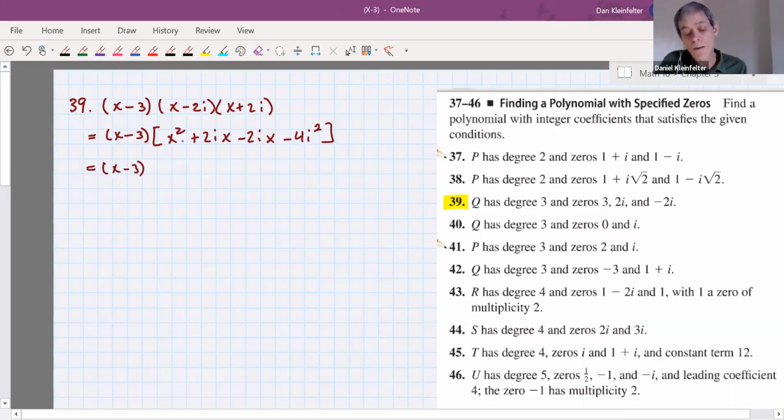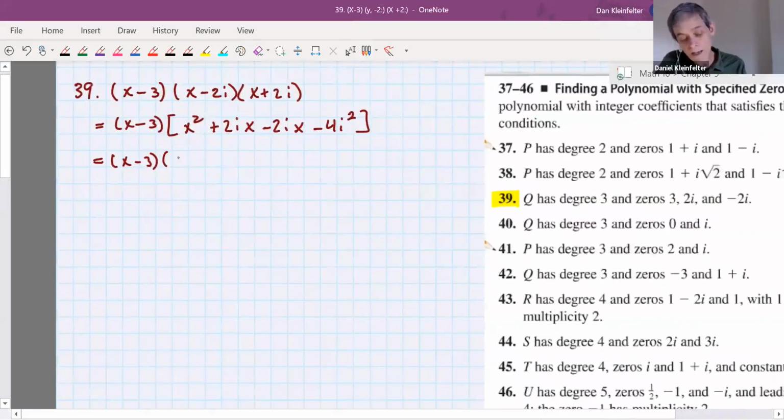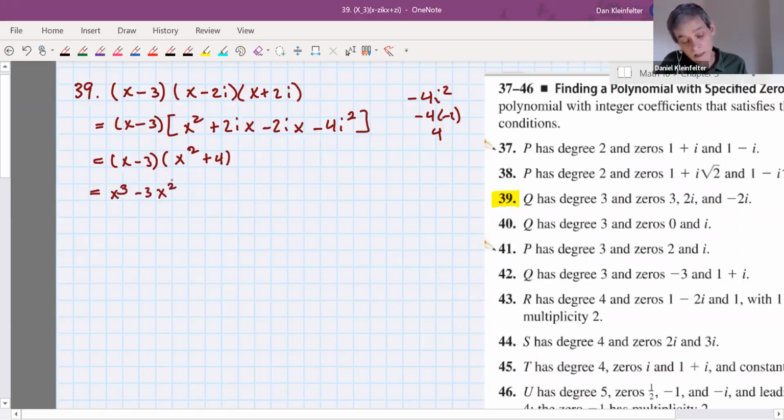I just saw that I used square brackets for that. That was an arbitrary choice, okay? It could have been parentheses. Okay, so now here we have x squared. The plus and minus 2ix's add up to 0. And then our minus 4i squared, our i squared is itself negative 1. So that will give us just plus 4. X squared plus 4. Okay, so now multiplying this out further, we'll have x cubed and then minus 3x squared, 4x's, and minus 12.